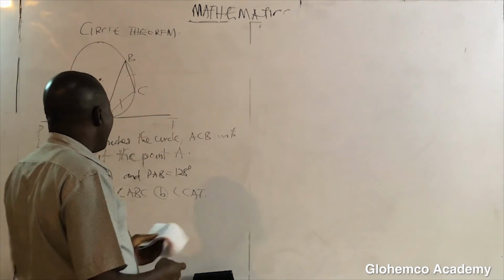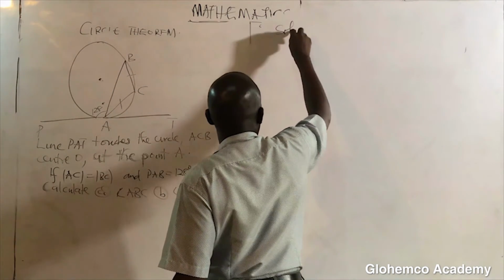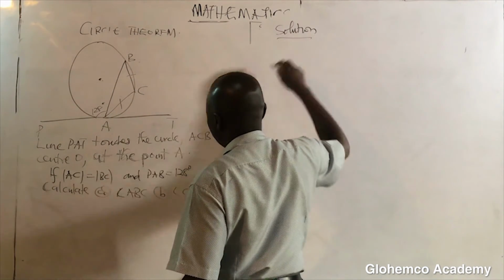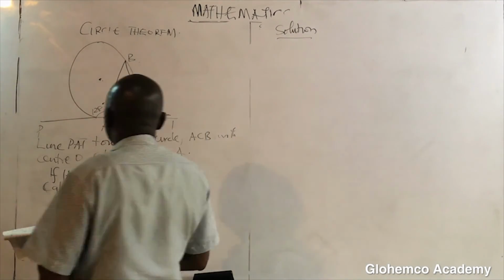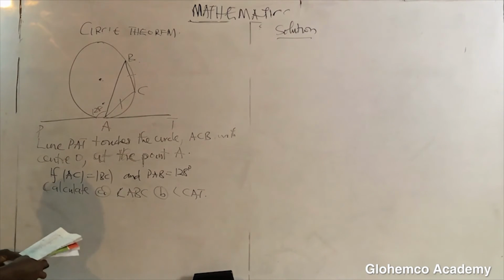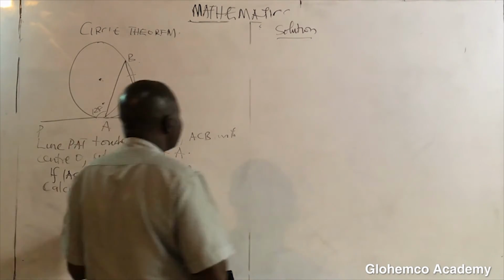CAT. Alright. Now, how do we solve this problem? The first one is ABC. Let's look at where our ABC is. If you can get where our ABC is, then the others are very easy for us. ABC is an isosceles triangle.